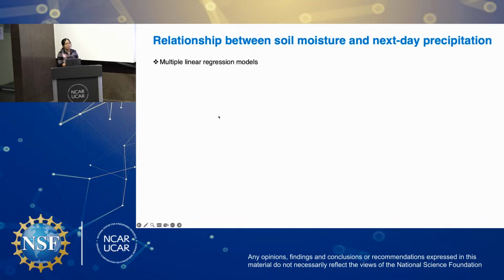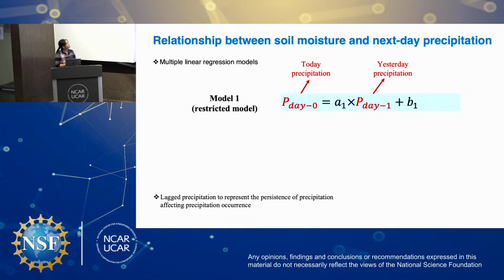So back to the main question: whether there are connections between soil moisture and next day precipitation. To examine this, we use multiple linear regression models. We have two models. The first one I call the restrictive model. Basically, we try to predict today's precipitation based on the independent variable of yesterday's precipitation. The reason we put the past precipitation into this is to account for the persistence of rainfall and also the autocorrelation between the two variables.